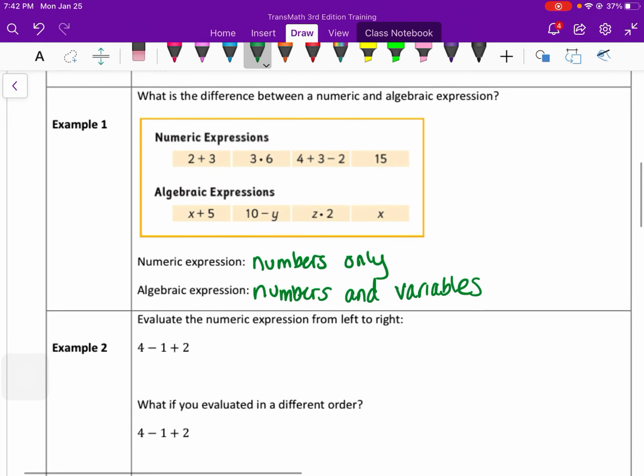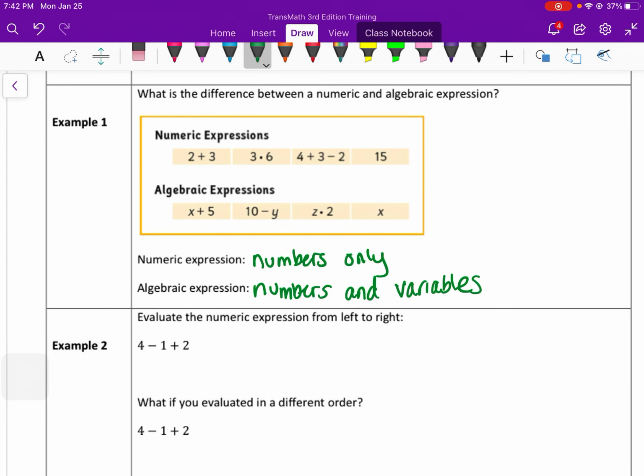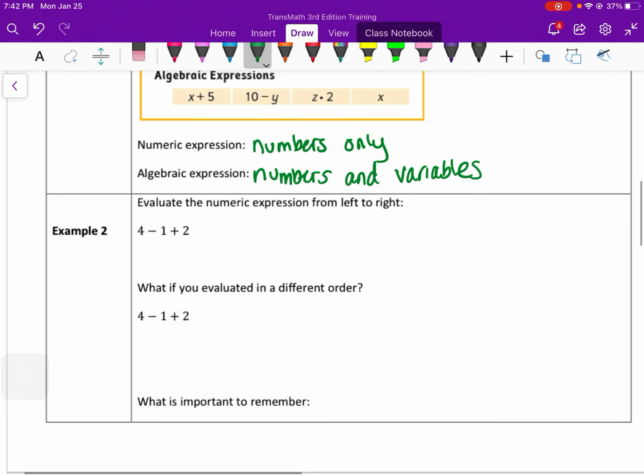All right, let's practice using our order of operations. We're going to evaluate this numeric expression, so numbers only. Here we have addition and subtraction, so we are going to evaluate from left to right. From left to right, we would take 4 minus 1 is 3, and then we'd have 3 plus 2 is 5.